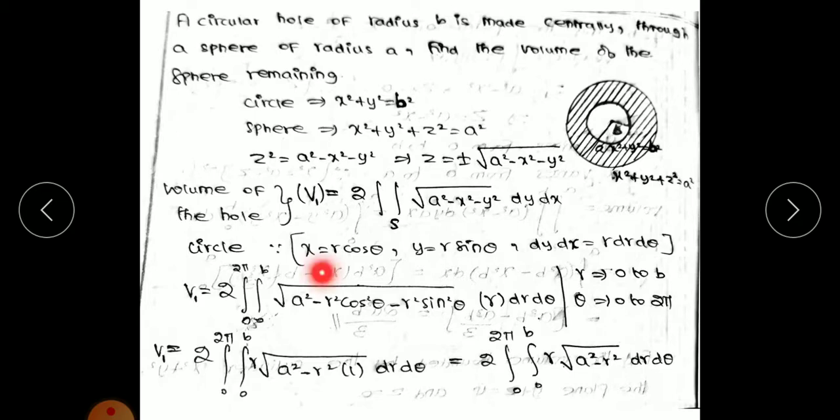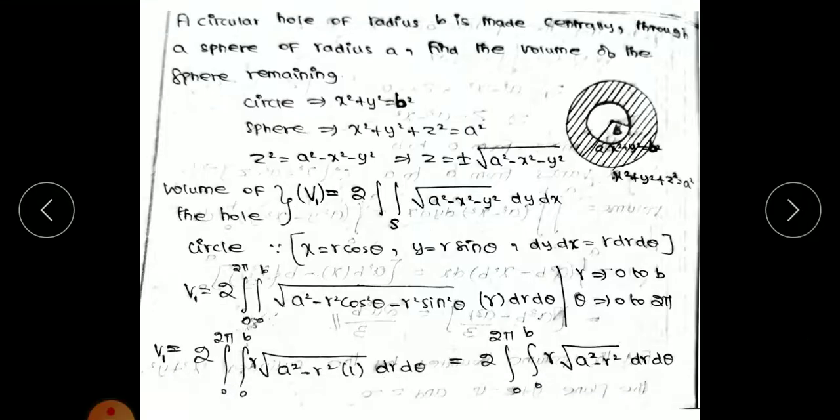So for the circle, we know the polar coordinates x equal to r cos theta, y equal to r sin theta. So v1 equal to 2 into the double integral with r from 0 to b and theta from 0 to 2 pi. Apply the limits and get the answer for both the terms. And then again we are converting it as t, and then we do the problem.